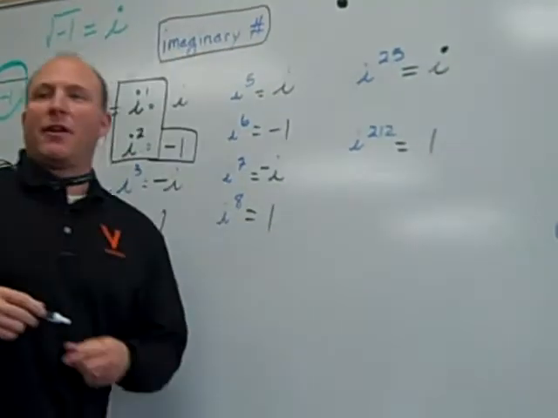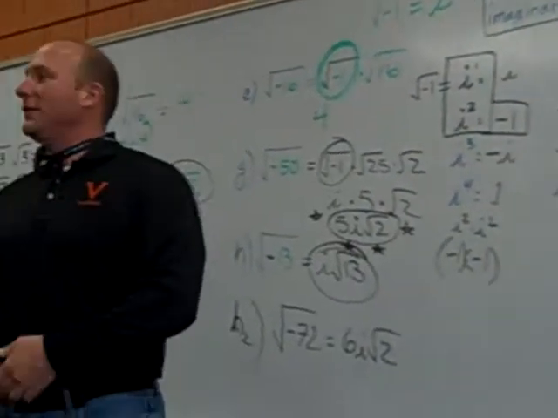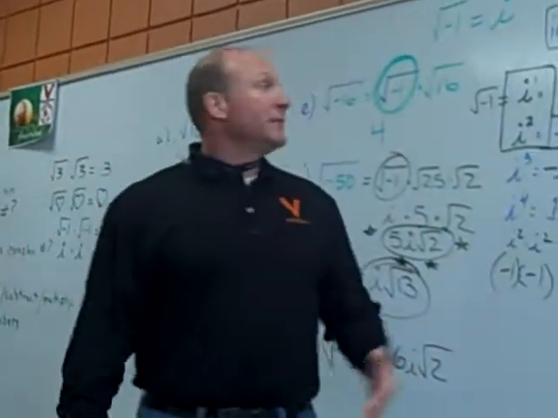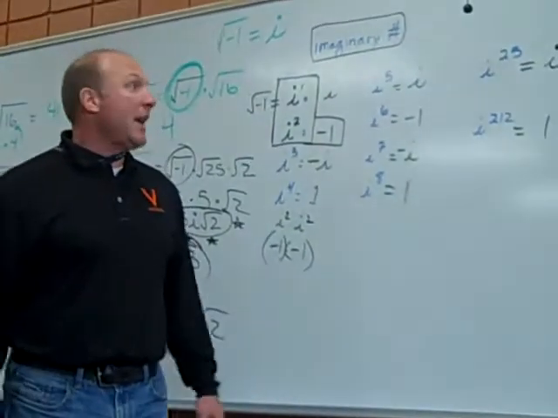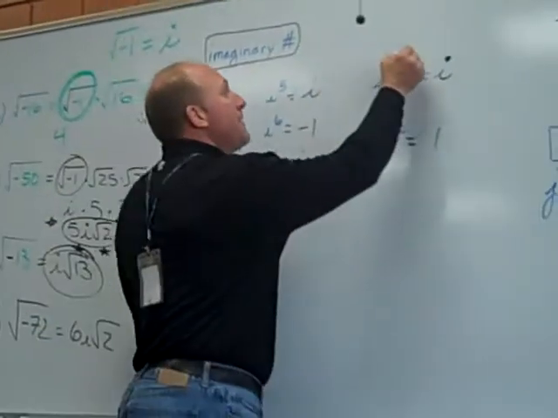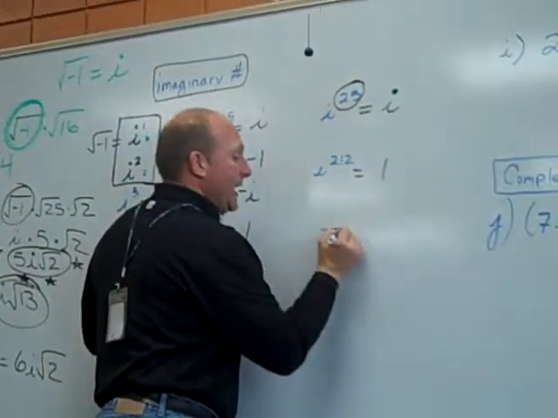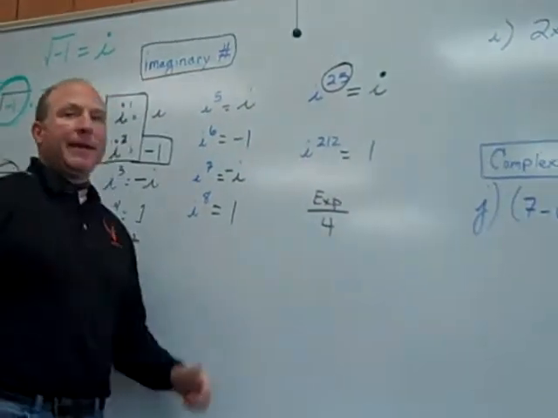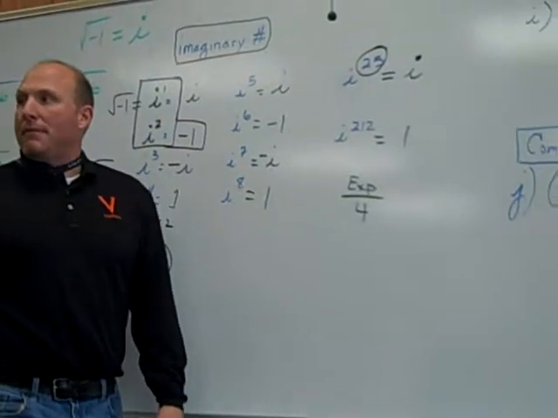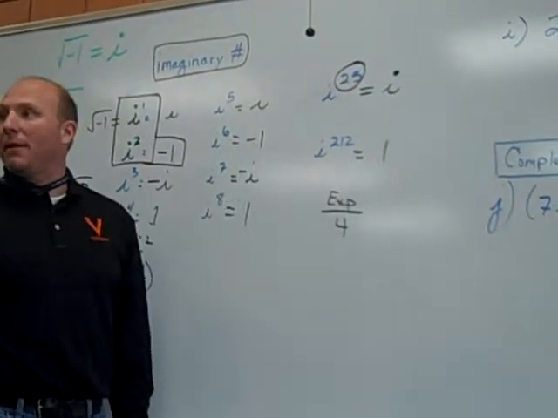Now, those of you that are going, what the heck is he talking about? I'm going to show you a shortcut. It works every single time. Take the exponent and divide by 4. Don't care how many times it goes in. Doesn't matter. In this case, it's 6, by the way.